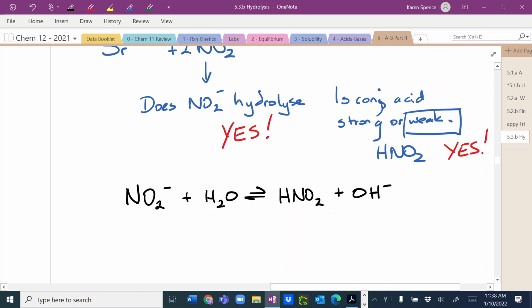And if that's what we end up with, remember Sr2 plus did not hydrolyze, NO2 minus did. So the only thing we have in there that's going to affect the pH is that OH minus. And so is this acidic, basic, or neutral? It is a basic solution. Okie dokie.